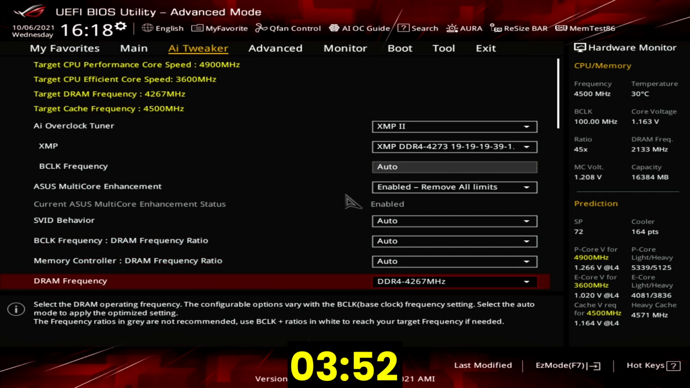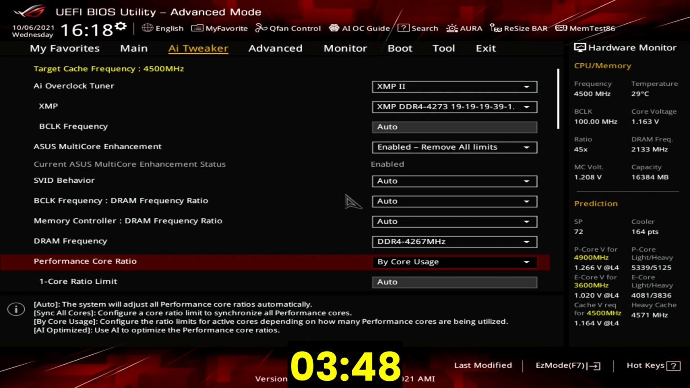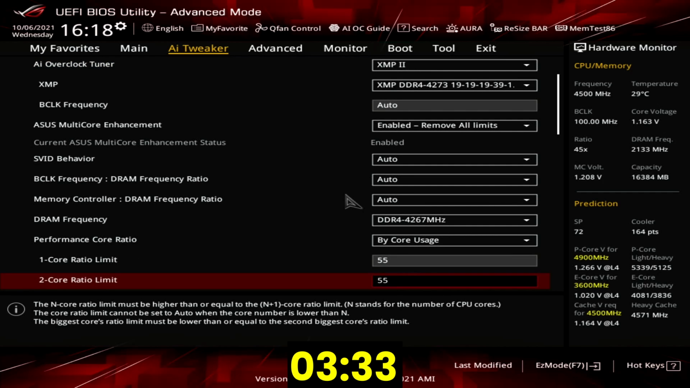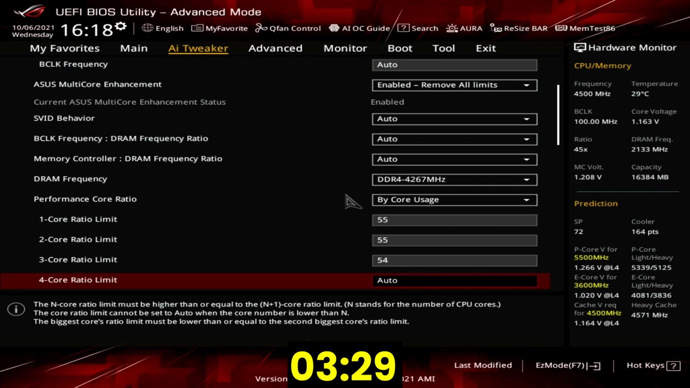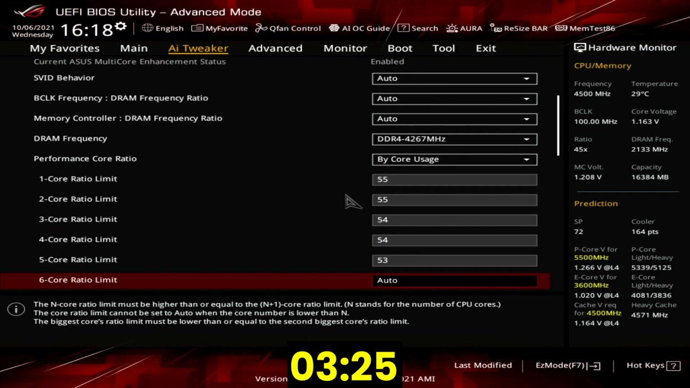Set Performance Core Ratio to By Core Usage. Now we will configure our dynamic P-core overclock with the goal to maximize the performance in a wide variety of workloads ranging from light single-threaded workloads to heavy all-core workloads. Set 1 core ratio limit to 55. Set 2 core ratio limit to 55. Set 3 core ratio limit to 54. Set 4 core ratio limit to 54. Set 5 core ratio limit to 53. Set 6 core ratio limit to 52.